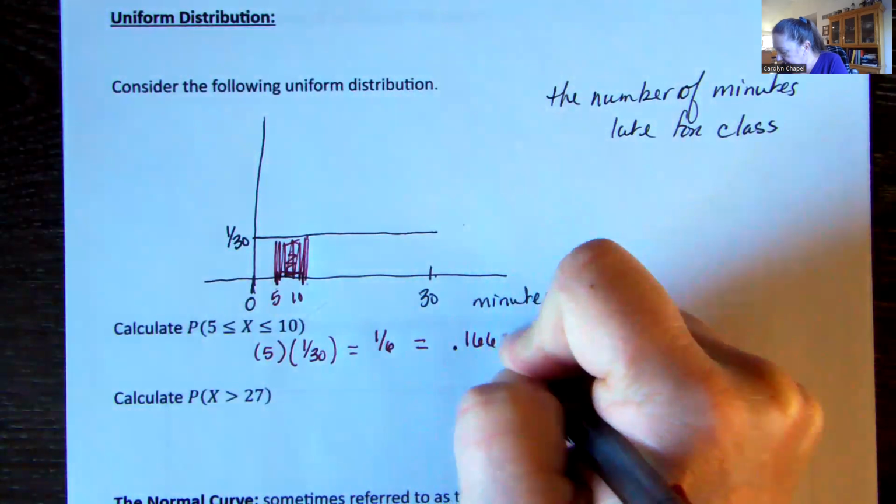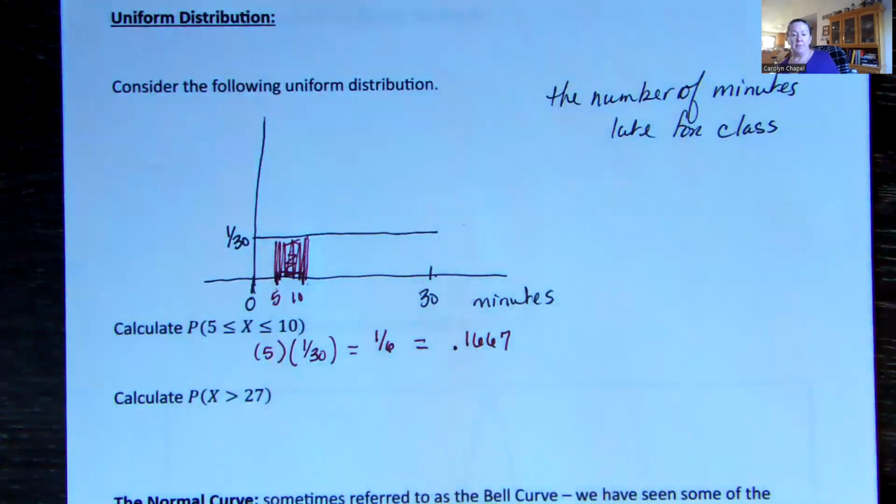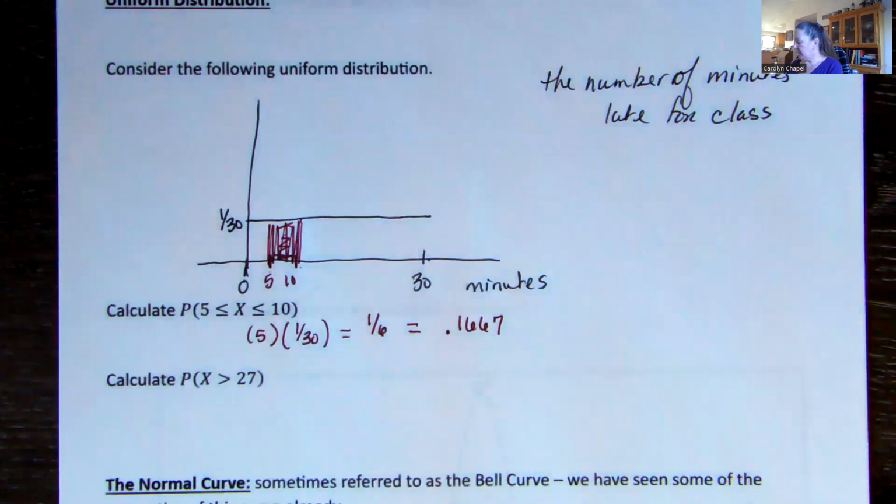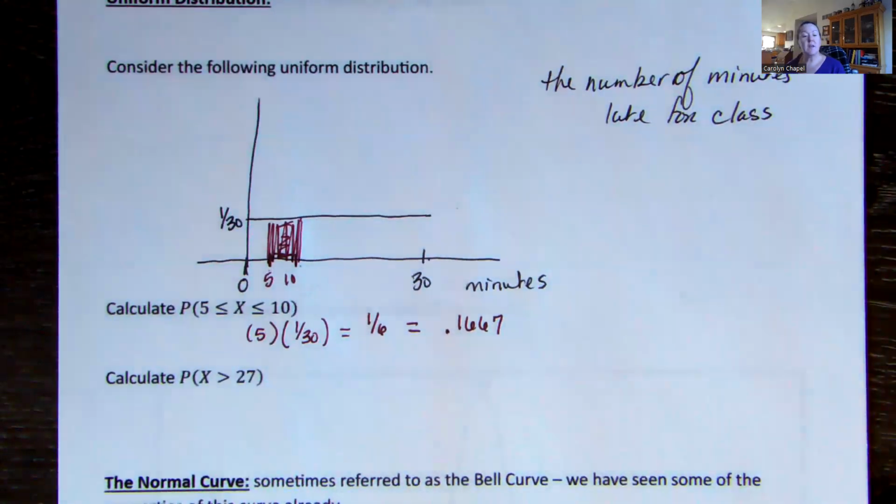It is repeating 6, so I'll just go to 4 digits and put 0.1667. Okay. So again, probabilities for a continuous situation are areas under that probability density function.